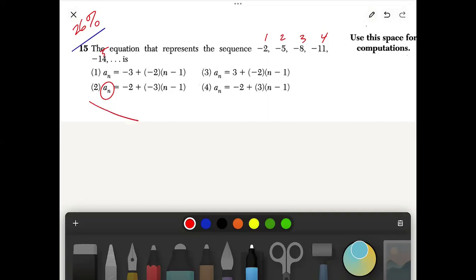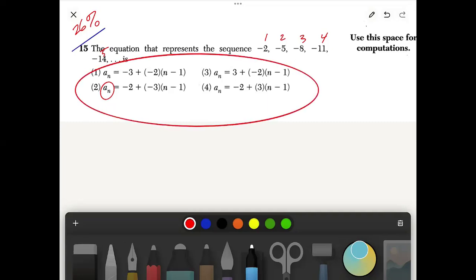they gave us 4 equations here. We have to figure out which one of these equations is going to generate this sequence. That's what we're trying to do. Which one of these equations is going to generate this sequence? Now, what you could do is you could just put in the n value, these are the n values, these are the a sub n's down here, and figure out which one actually creates that.